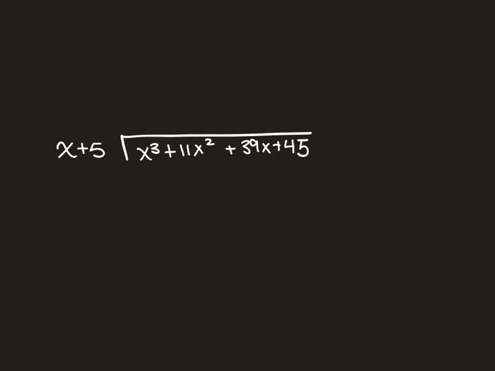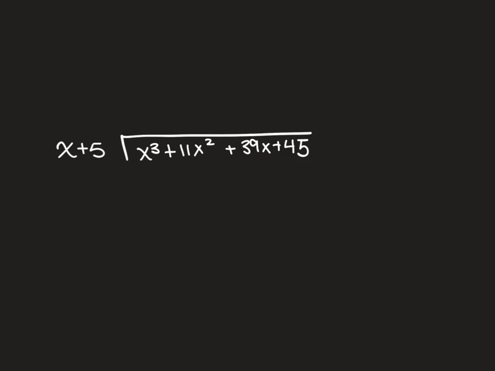So our first problem is going to be x plus 5. That's our divisor. And our dividend, the thing we're dividing into, is x cubed plus 11x squared plus 39x plus 45. Before I start, I'm going to make sure it's all in order. It is, and I'm not missing anyone: third, squared, first, no x's. It's in order.